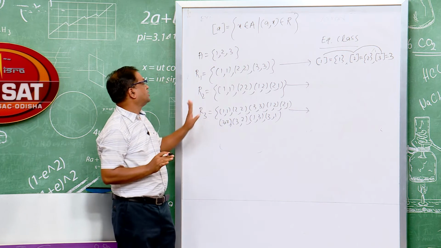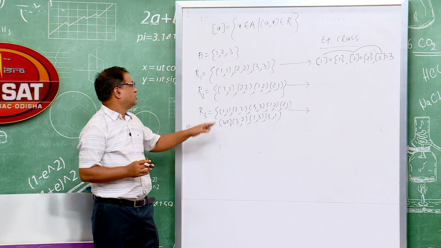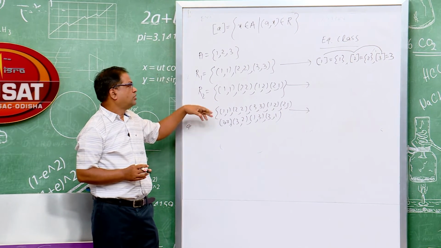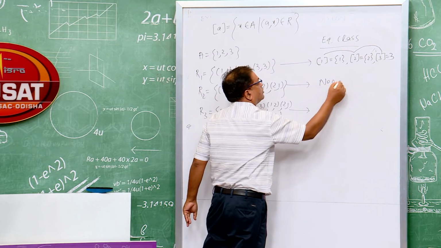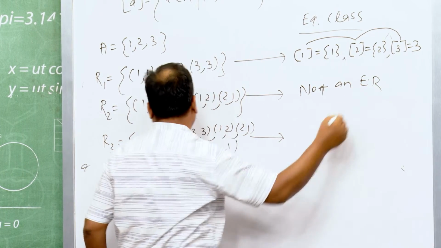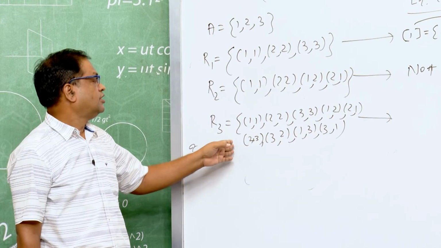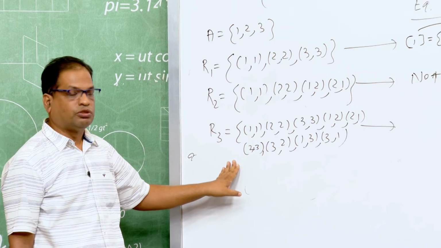Now, you see the second example R2. So, what are the equivalence classes? You see R2 is not an equivalence relation. So, there is no equivalence class, as it is not an equivalence relation. And finally, R3, this is the universal relation, it contains all the ordered pairs, and we have already discussed this is also an equivalence relation.